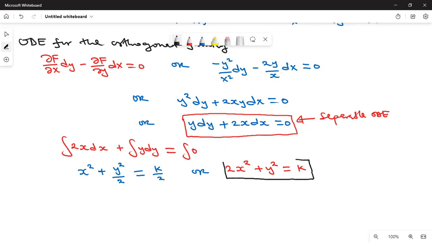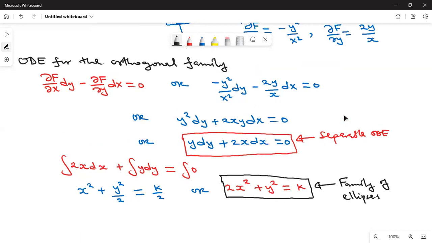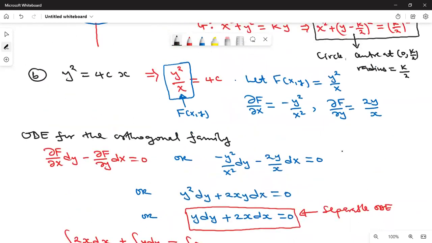What we have found here is a family of ellipses. And the one that we started with, what was it? This is just a parabola. Look at what we are given. This one is a family of parabolas.